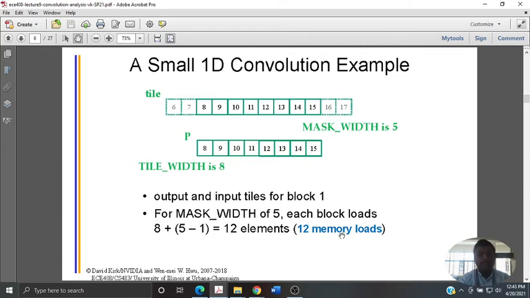Whenever you want to compute this, you have to load 12 memory elements. Why 12? These are the radius elements which have to be loaded: 8 plus the left and right. That accounts for 12 memory loads for a computation. So what is the number of computations? We compute the CGMA, computation versus global memory access, and with that ratio we analyze performance. That's what we are doing in this particular slide.